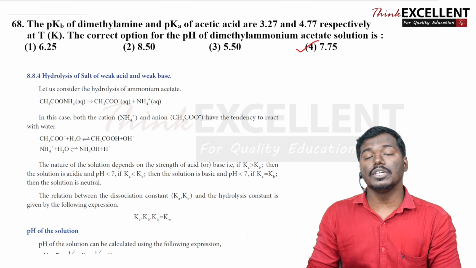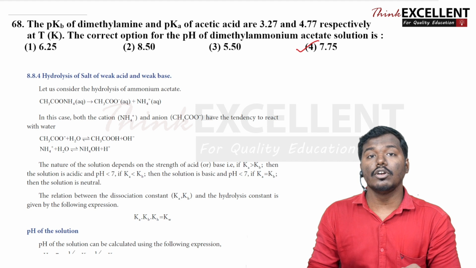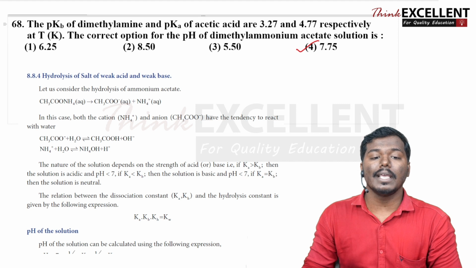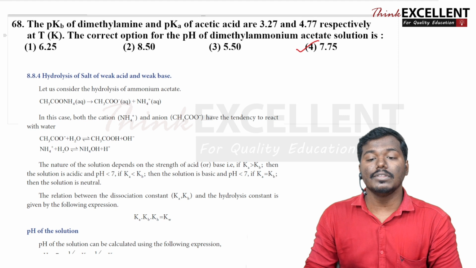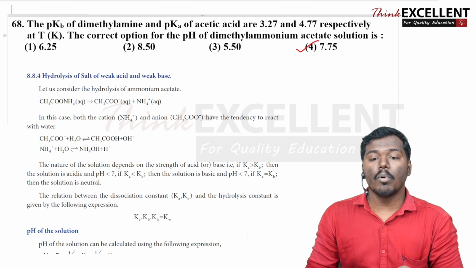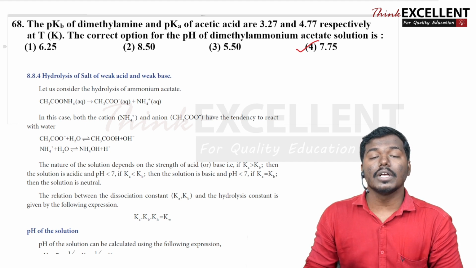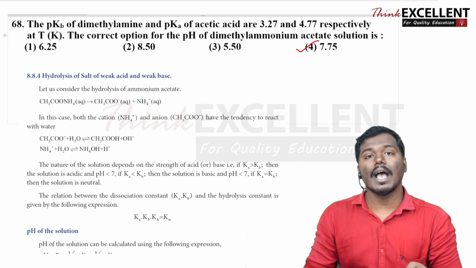Here you can see that the question is asked based on ionic equilibrium. In ionic equilibrium, we have studied salt hydrolysis for different combinations. Here they have given the pKb of dimethylamine and pKa of acetic acid, 3.27 and 4.77 respectively, at a temperature measured in Kelvin. They are asking for the correct option for the pH of dimethyl ammonium acetate solution. So here you can see that one weak base and one weak acid are given. So we have to find out the pH of the salt which is formed.